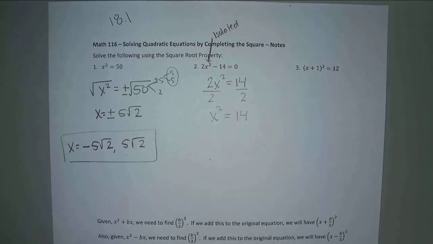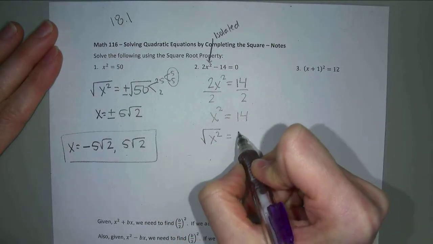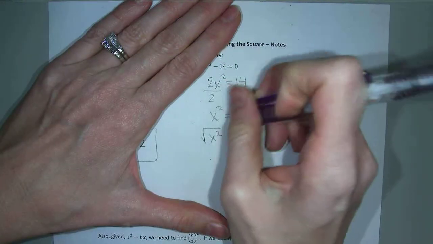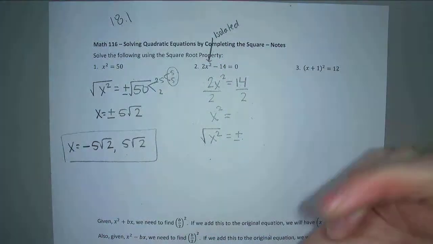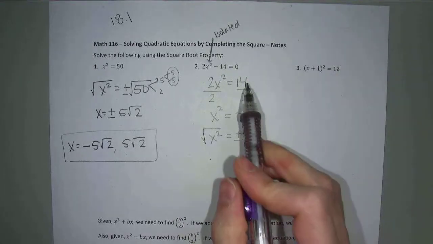So how do we undo the square? We take the square root. But on the right-hand side, don't forget to put a plus or minus. Oops, are you guys questioning that? Because 14 divided by 2 is not 14. Yeah, I saw people looking at it funny. They're like, oh, it's 7. Okay, so 14 divided by 2 is 7.